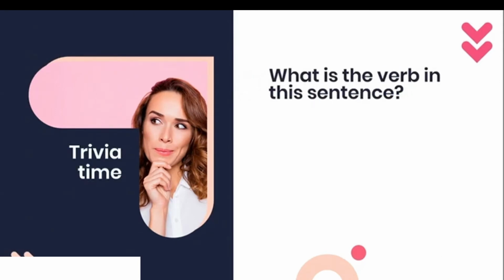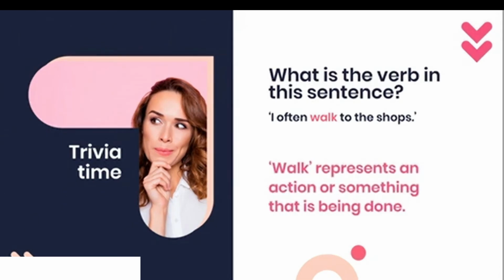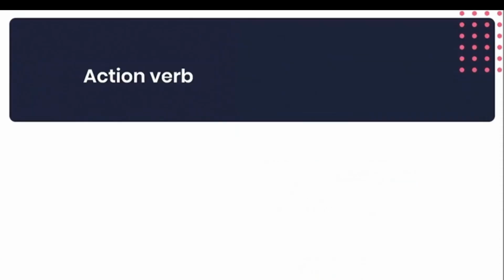It's trivia time again. What is the verb in this sentence? I often walk to the shops. The verb is walk. Walk represents an action or something that is being done. But there are many different types of verbs, some of which don't simply represent an action. Let's go over some of them.